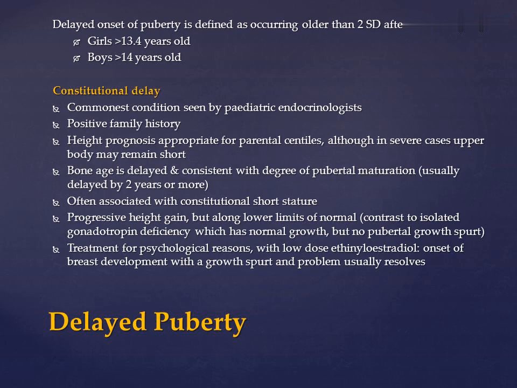Constitutional delay. Commonest condition seen by pediatric endocrinologists. Positive family history. Height prognosis appropriate for parental centiles, although in severe cases upper body may remain short. Bone age is delayed and consistent with degree of pubertal maturation, usually delayed by 2 years or more. Often associated with constitutional short stature.